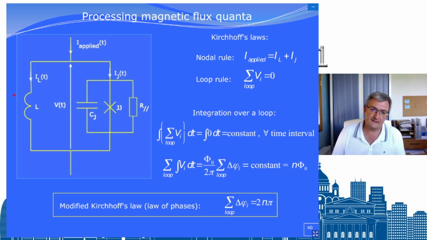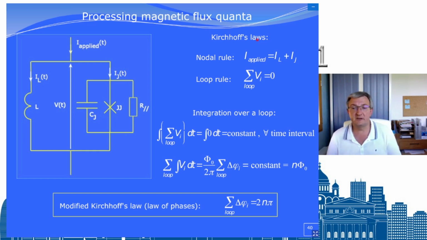So you take this wire that short circuits your device, and you can still apply Kirchhoff's law. Kirchhoff's law, you know, is the conservation of energy and conservation of charge. It's still true in quantum physics. So you have the nodal rule. You need to check that the current is the same in these two branches. If you do the sum of the voltages around the loop, it's 0.